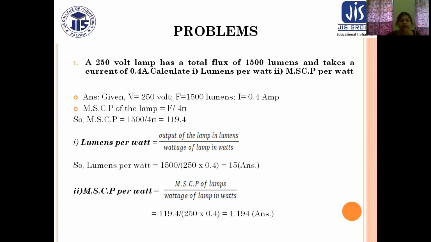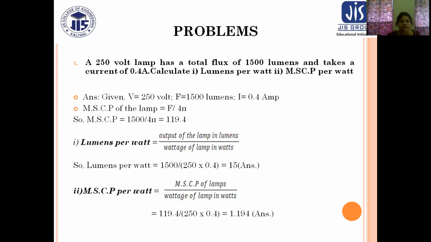So according to the equation, lumens per watt equal to output of the lamp in lumens by wattage of lamp in watts. So it will be 1500 by 250 into 0.4, that means 15. So lumens per watt equal to 15.